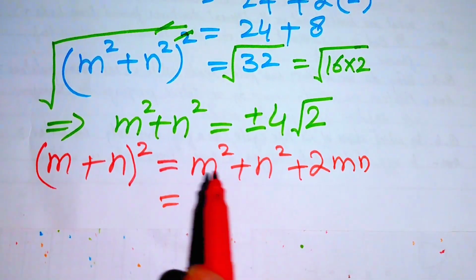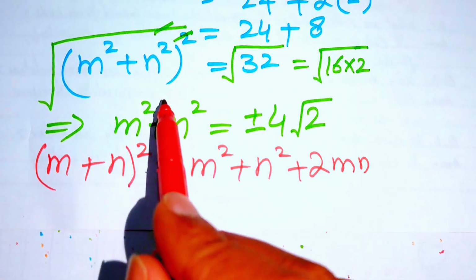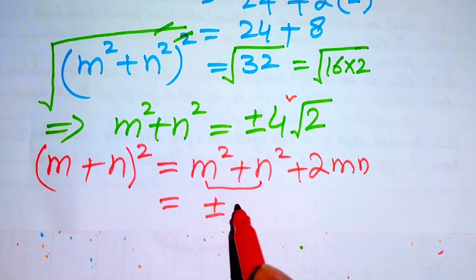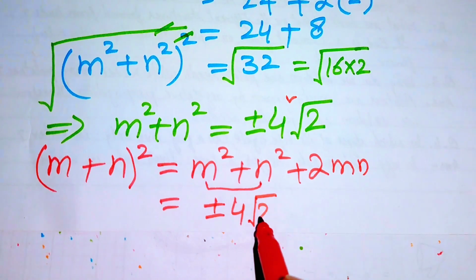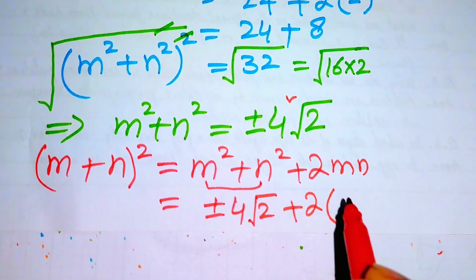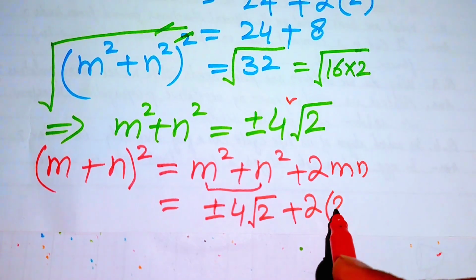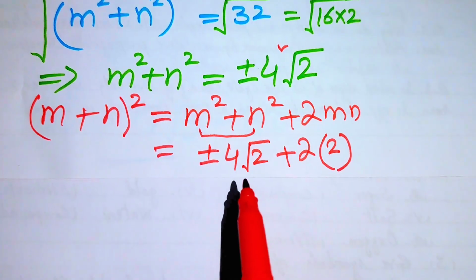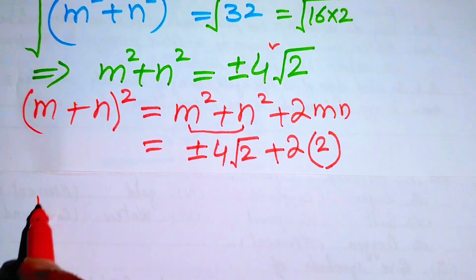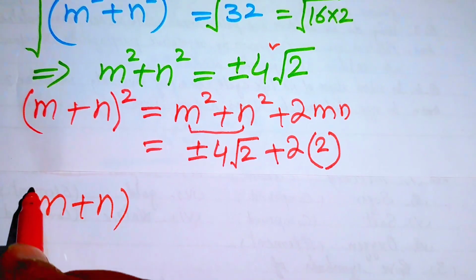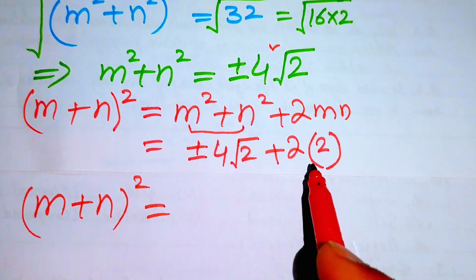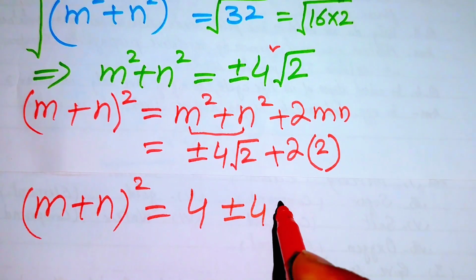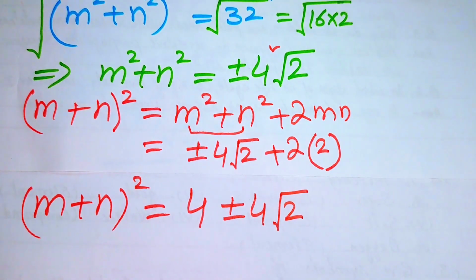And now here we again use the value of m square plus n square. So the value of this term will be written as plus minus 4 times square root of 2, plus 2 times, we know that the value of mn is 2. And now we write this equation so that m plus n whole square equals, we have 2 times 2 becomes 4, plus minus 4 times square root of 2.